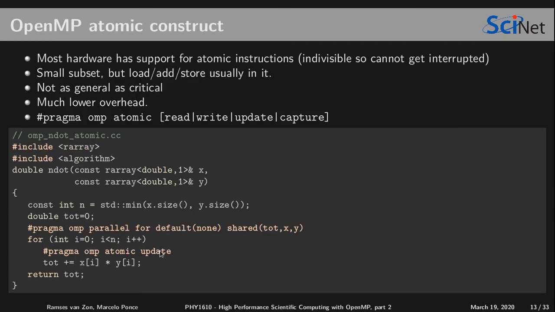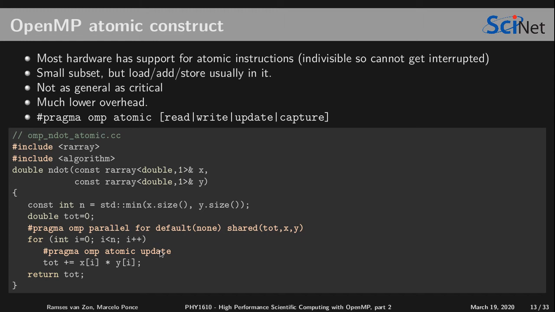It looks very similar. You just add atomic, and in this case we're updating a variable, so we have to say atomic update. If you're just reading something atomically, it's atomic read. Write is if you're atomically writing. So the plus equals is an update. If it was equals, it would be write. If it was a read, it would be read. And capture is a variation where you keep the old value, but that's a detail.